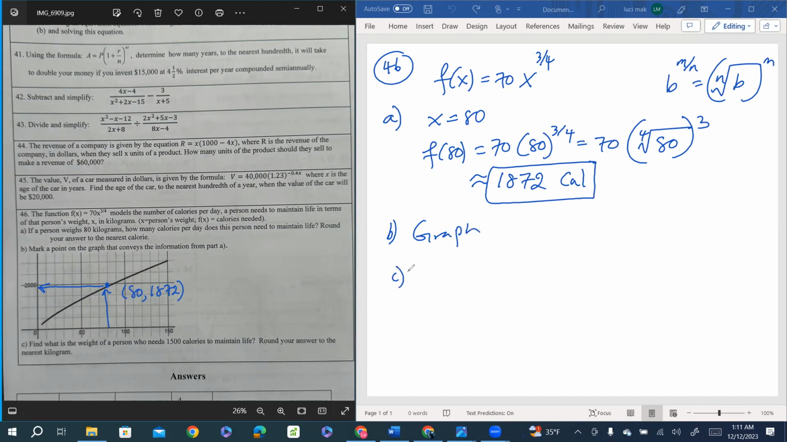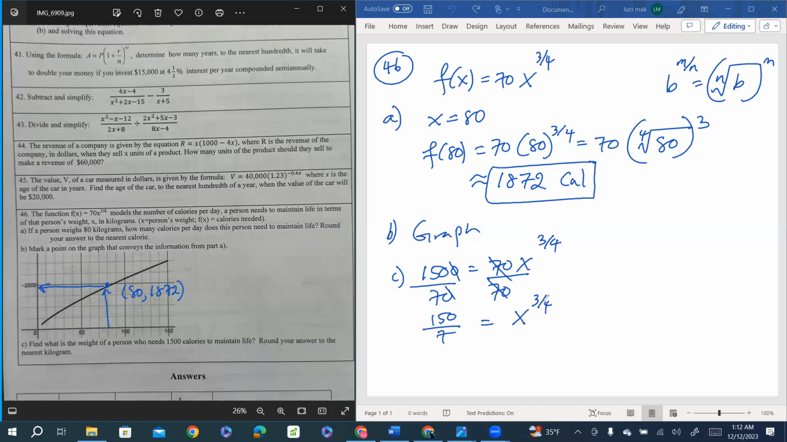Last part, part C: find what weight the person should be if they need 1,500 calories. So f of x is the calories. 1,500 equals 70 times x to the power of 3/4. We want to find what x is. First we divide by 70. The 70 cancels out, and the 0 cancels out also. We have 150 divided by 7 equals x to the power of 3/4.